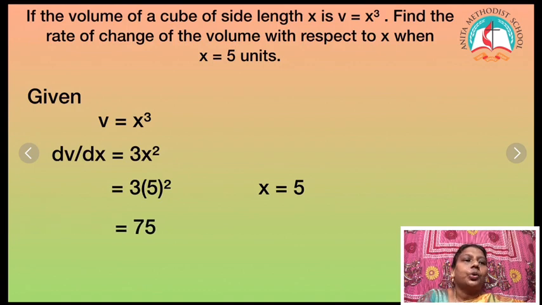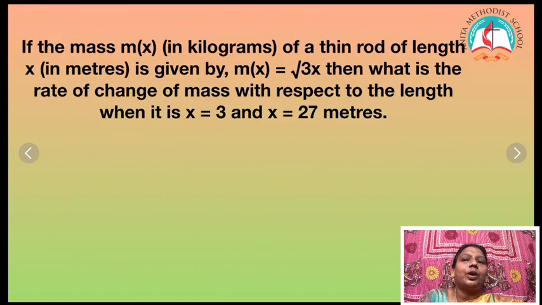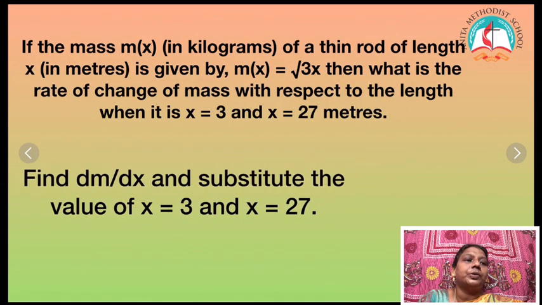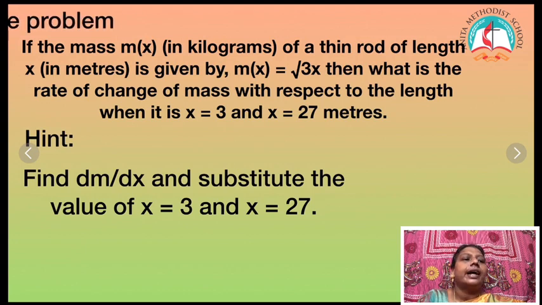Okay children, if the rate of change is given, then we have to find the differentiation and substitute it. Now one more problem. This is a practice problem for you. If the mass m of x is given to us, then you have to find out. This is the hint given to you: you have to find the differentiation and substitute it.